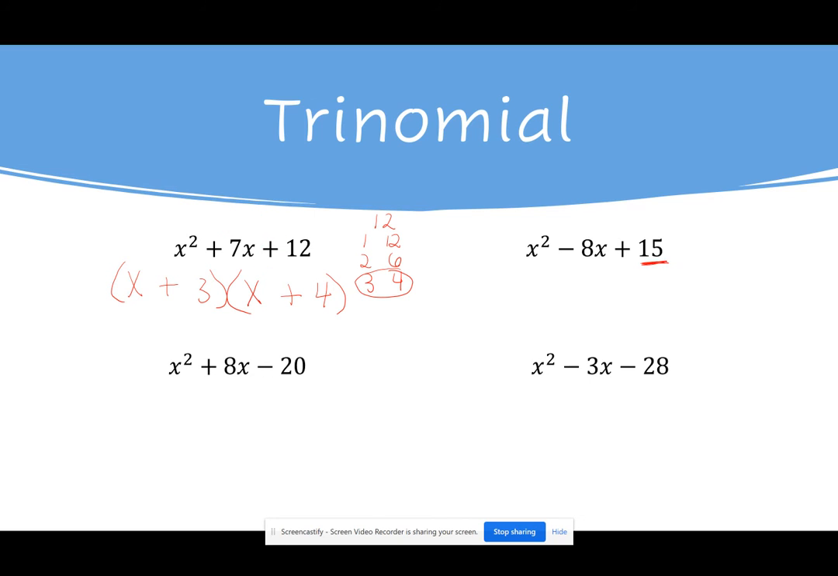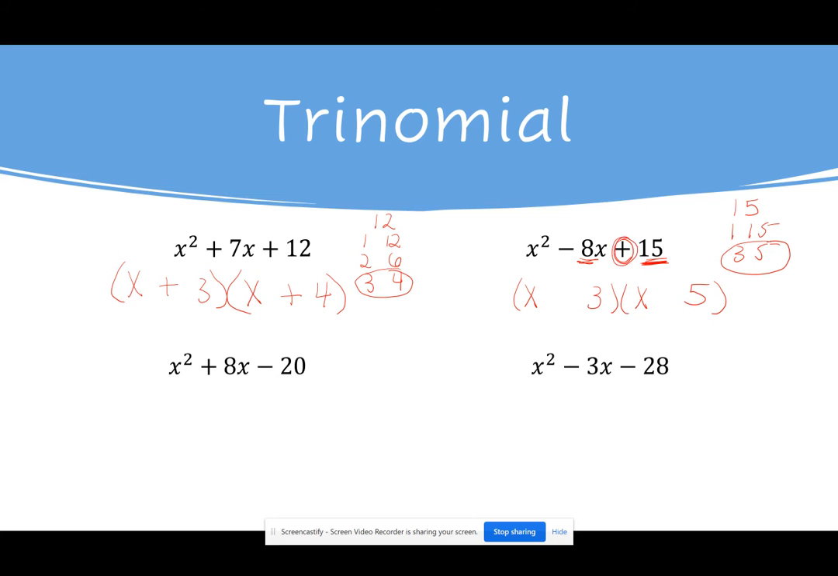Now same thing for the next one, working backwards. We want two numbers that multiply to 15 and add to 8. So we're going to start with our x's in there. I'm going to list out my factors of 15. We only have 1 and 15 and 3 and 5. 3 and 5 add to 8. And it doesn't matter which order you put them in.